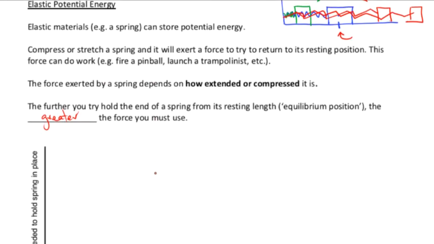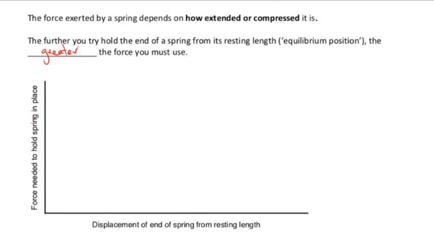Let's take a look at that on a graph. On the y-axis, we have the force needed to hold the spring in place, and on the x-axis, we have the displacement of the end of the spring from resting length. So again, we are moving the box and the spring out from the original equilibrium position, the resting length. And it turns out that the force needed to hold a spring at a particular length away from the equilibrium position is directly proportional to how far you want to stretch or compress it. So to hold the box at the equilibrium position takes no force at all, that's the resting length.